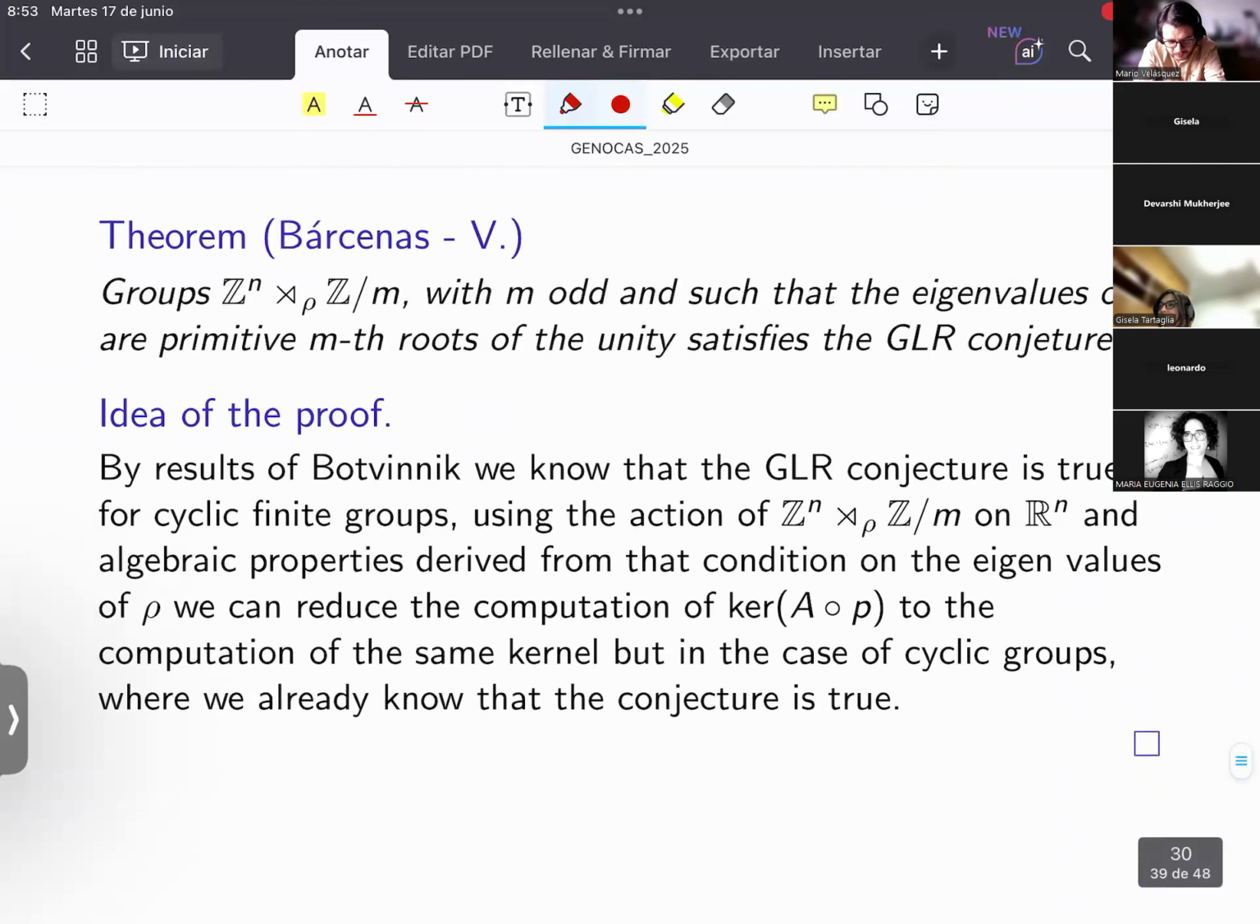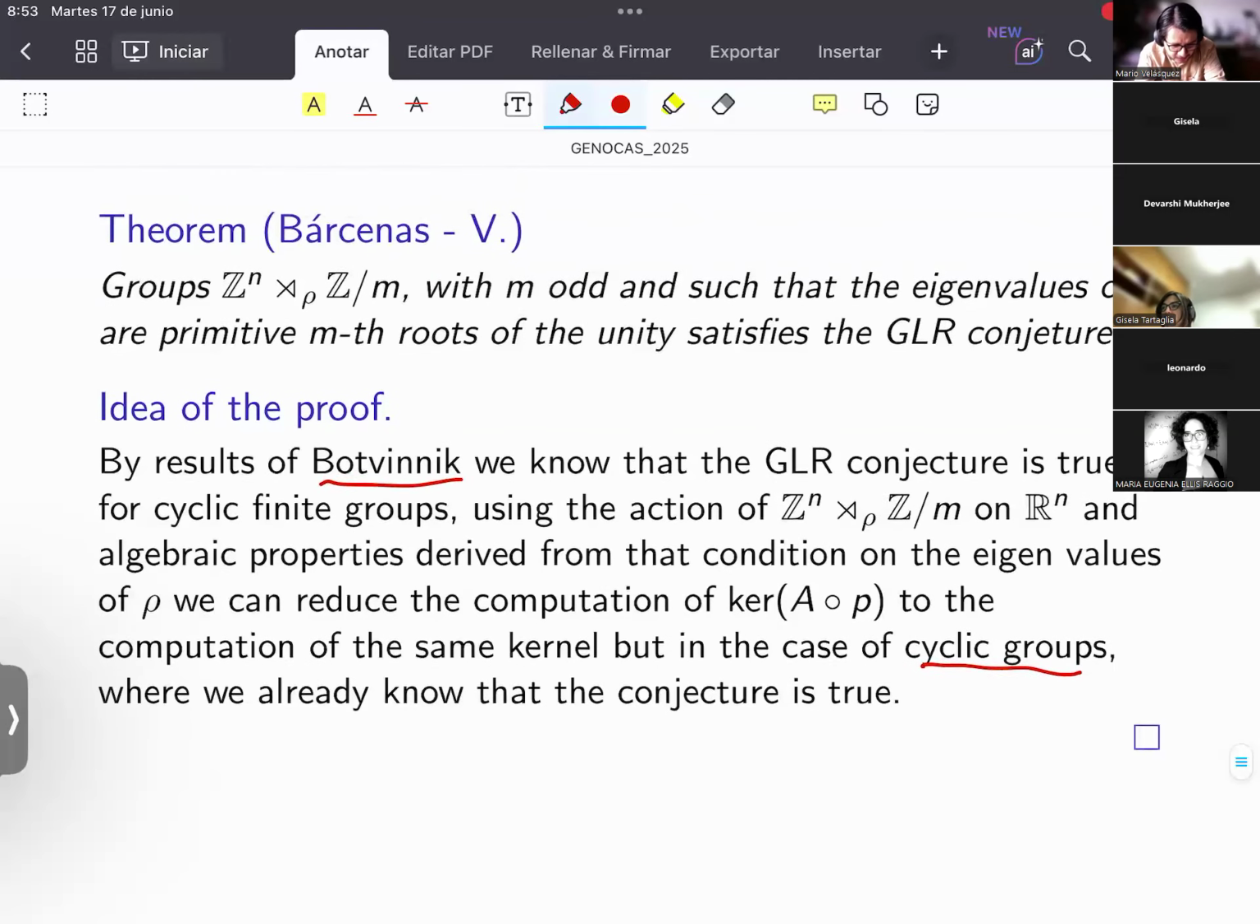And the idea of the proof is to use algebraic properties derived from the property of the eigenvalues, which allow us to reduce the proof of the Gromov-Lawson-Rosenberg conjecture to the case of cyclic groups. But we already know, by a result of Botvinnik, that the Gromov-Lawson-Rosenberg conjecture is true for that class of groups. Then we are done. That is the positive result.